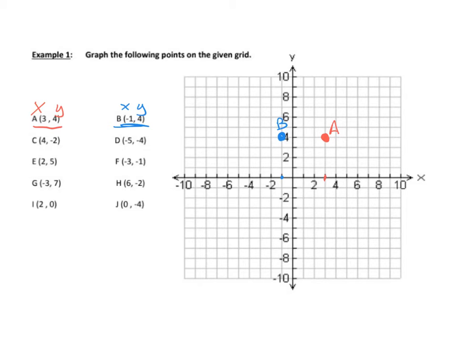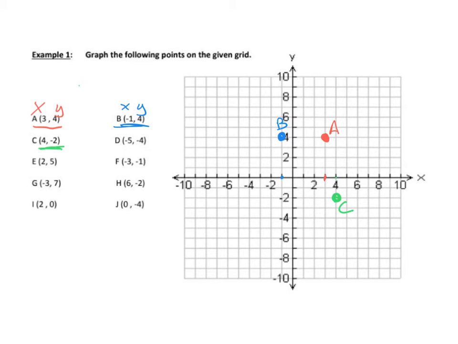Let's take a look at 2 more. We can look at 4, negative 2. So again, looking at our x value first, that is going to be a 4. And then we're going negative 2. And we can call that C.